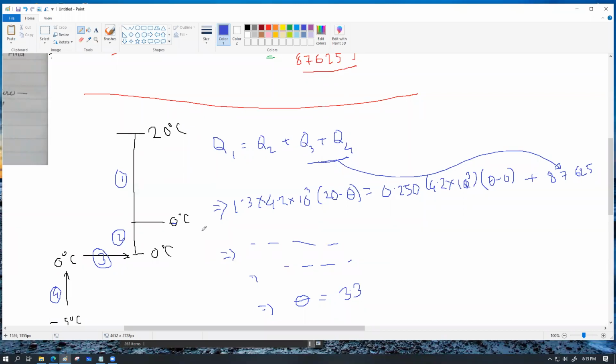Okay, sir, I have another question. Sir, in Q2, shouldn't I take the whole mixture mass? No. Try to understand, it's a different process. The Q2 is applicable for the water that was created from the melting of ice. How much is that water?